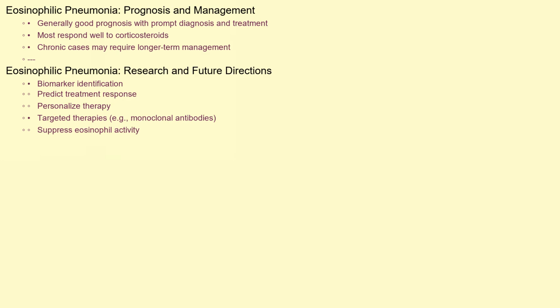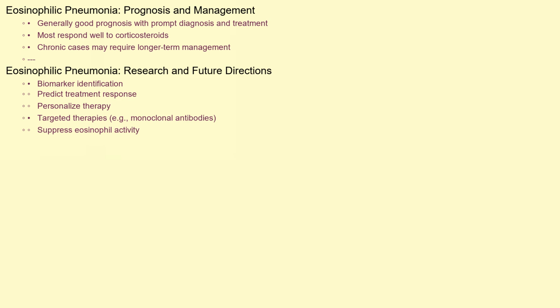The prognosis for eosinophilic pneumonia is generally good, especially with prompt diagnosis and treatment. Most individuals respond well to corticosteroids and experience significant improvement in their symptoms. However, chronic eosinophilic pneumonia may require longer-term management to prevent relapses.